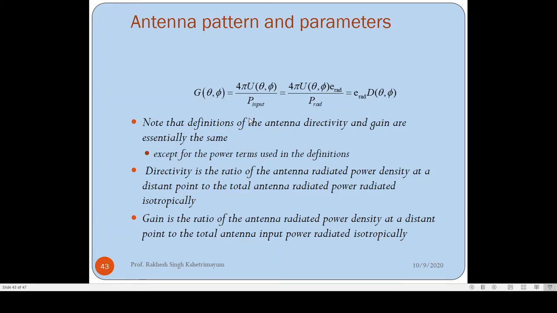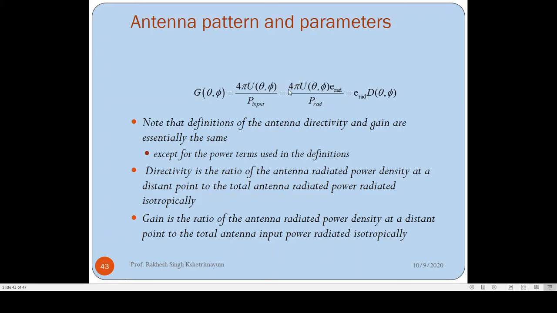So why are we defining it like that? It's because let's say the input power to the antenna is P input, the total radiated power is P radiated, and the efficiency of the antenna is P radiated divided by power input. In that case, we have taken the losses into account. And radiation efficiency is always less than 100% because there are always some losses in the antenna. It can be dielectric loss or conductor loss. So now I can replace power input by power radiated divided by the efficiency of the antenna.